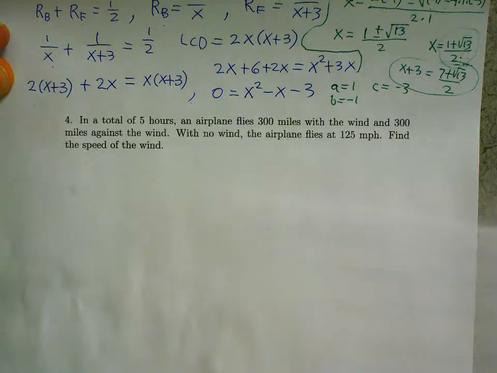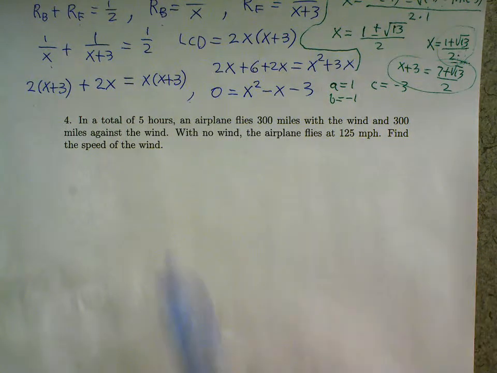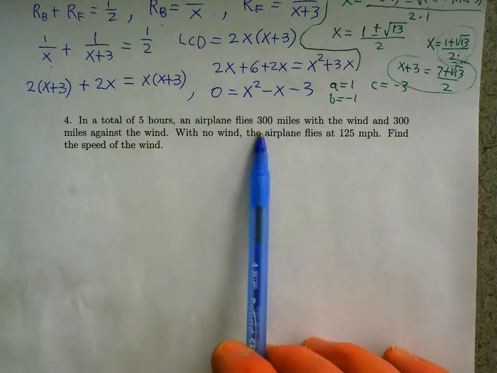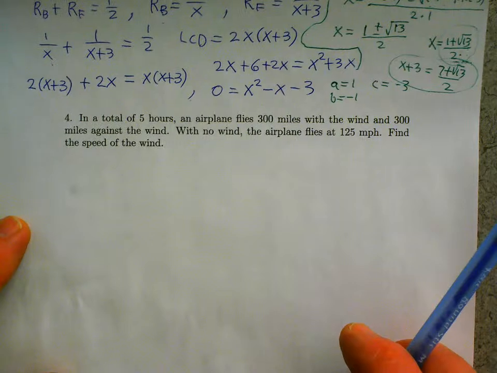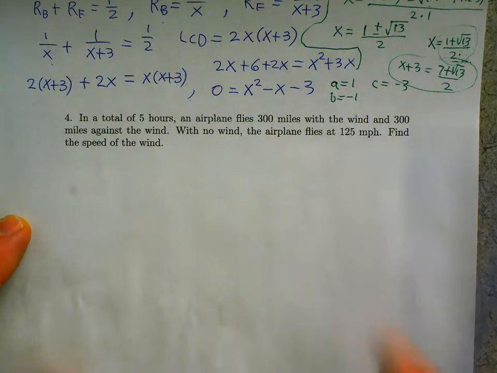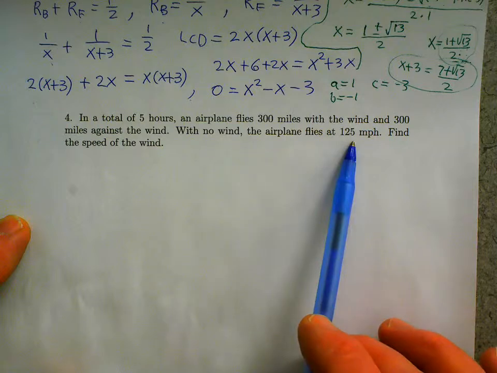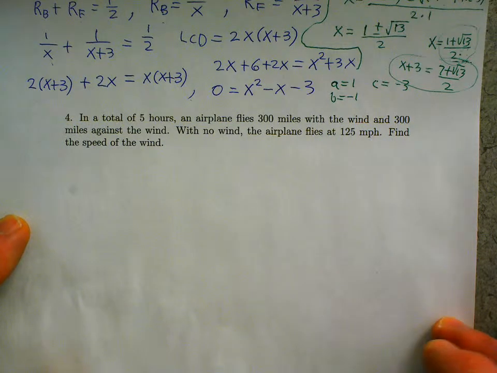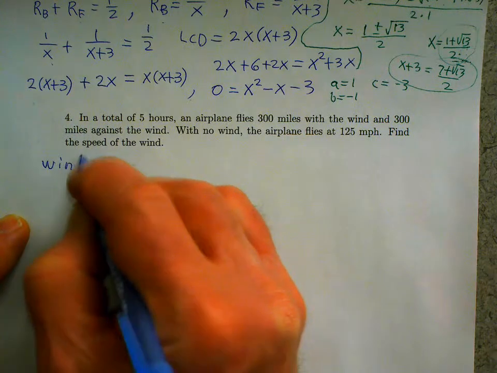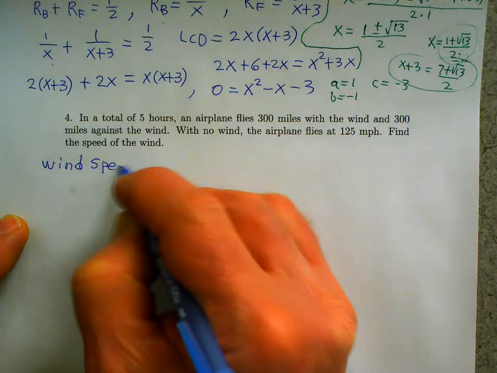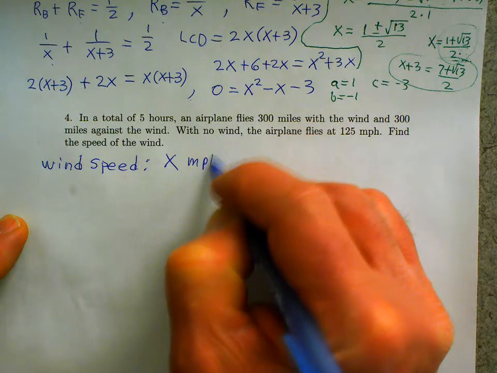Okay, let's go to this problem. In a total of 5 hours, an airplane flies 300 miles with the wind and 300 miles against the wind. If there is no wind, the airplane flies at 125 miles per hour. Find the speed of the wind. Okay, so pick a variable for the wind speed. So I'll pick x miles per hour for the wind speed.